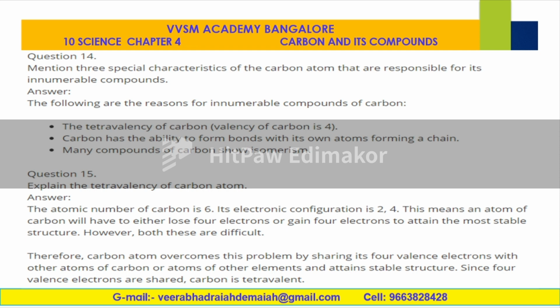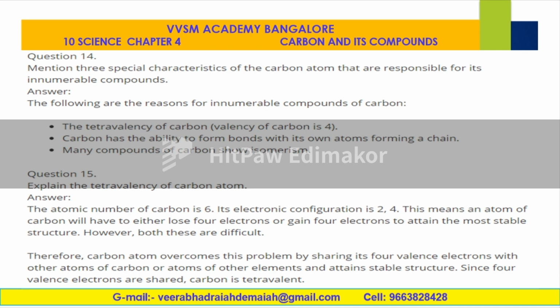Okay. Question number 15. Explain the tetravalency of carbon atom. The atomic number of carbon is 6. Its electronic configuration is 2, 4. This means a carbon atom will have to either lose 4 electrons or gain 4 electrons to attain the most stable configuration or stable structure. However, both these are difficult. Only under extraordinary, drastic conditions does the reaction occur to fulfill the valency of carbon atom.